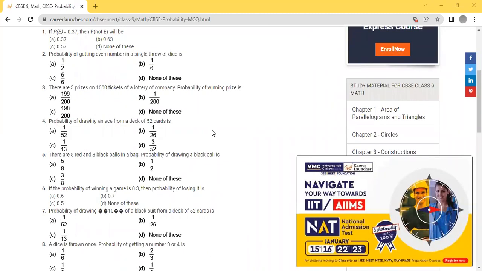Question number 4. Probability of drawing an ace from a deck of 52 cards is. Yes. How many aces are there, children? Can you explain how many aces are there in 52 cards? Yes, ma'am. One minute. Why are you taking so much time? 13 aces. How many aces are there? Aryan?